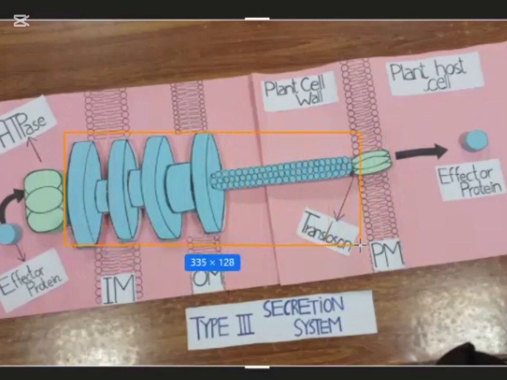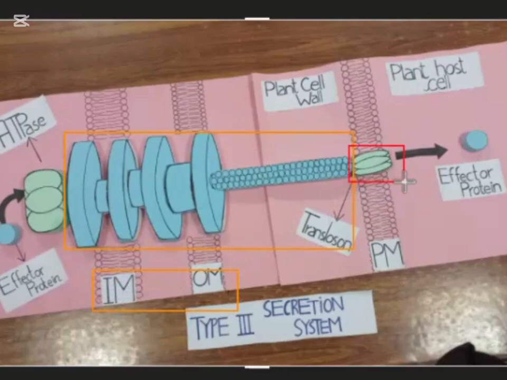This area in a rectangle is a needle that is present in a bacteria. This is the inner membrane of the bacteria, and this one is the outer membrane of the bacteria. In the inner and outer membrane of the bacteria, this needle is present. This needle will detect the host cell, and after detecting the host cell, it will make a pore complex. This is the pore complex.